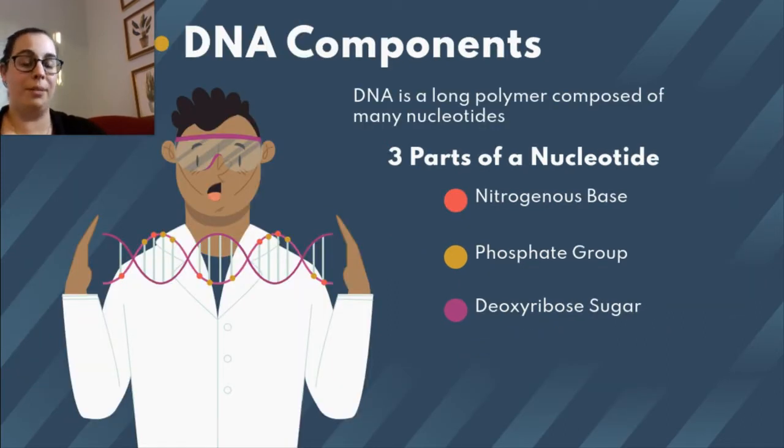DNA is a polymer, meaning it is made up of a bunch of little pieces. Those little pieces are called monomers. The monomer of DNA is called a nucleotide. That's a really important piece. There are 3 parts to a nucleotide. We have our nitrogenous base, we have our phosphate group, and then we have our deoxyribose sugar. And you can kind of see how we get the name deoxyribonucleic acid from these 3 parts.